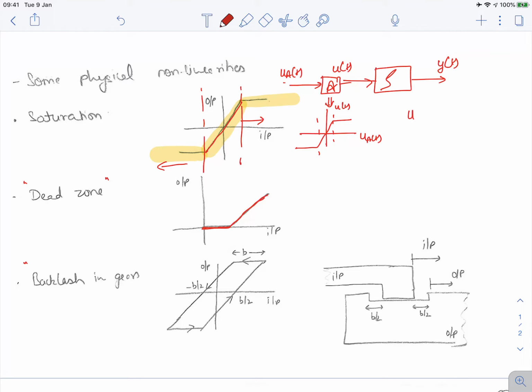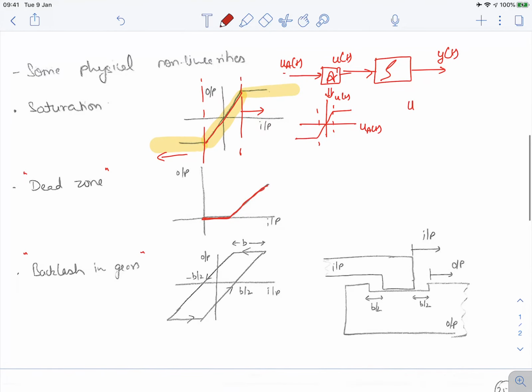The third one is the backlash in gears. This backlash in gears is also a common phenomenon which you can see in your daily life as well, if you are bicycling or if you are using gears for some pulling purposes. So the idea here is, see this figure on the right hand side, that let's say there is one slab which is this one and another slab which is this one.